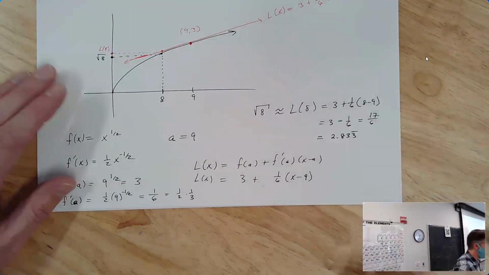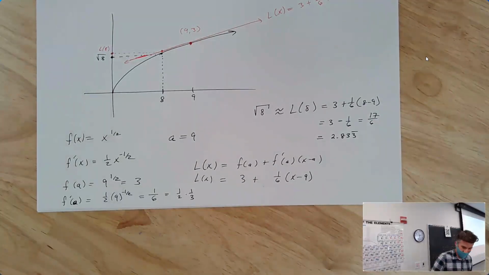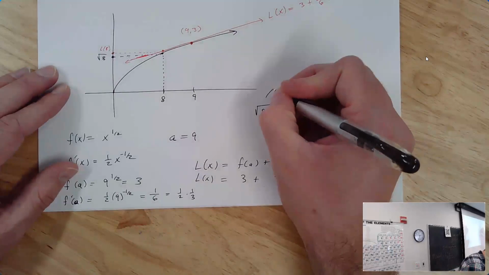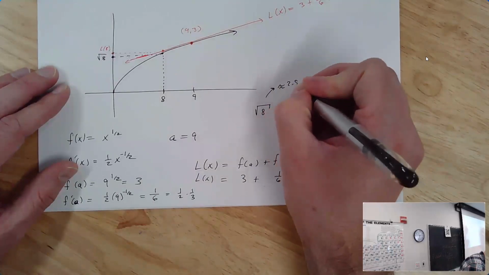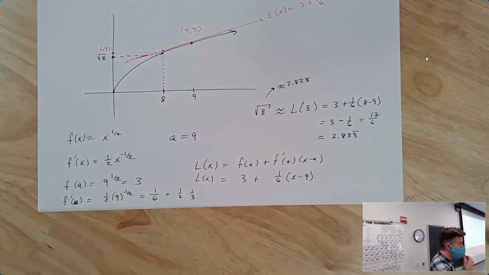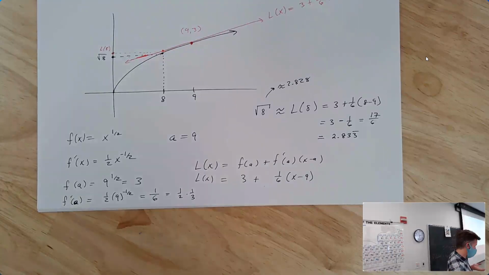And then 3 minus that is 2.833 forever. On the other hand, the square root of 8 is actually, calculator, come on. The square root of 8 is, I really don't love this calculator, but it's fine. It's 2.828 approximately. So the linearization does a good job, for values of x close to 9, of approximating the square root of them, right? It's not bad at all.